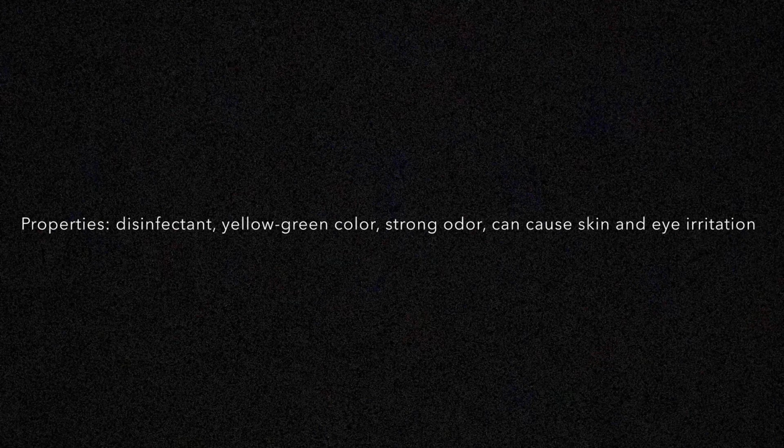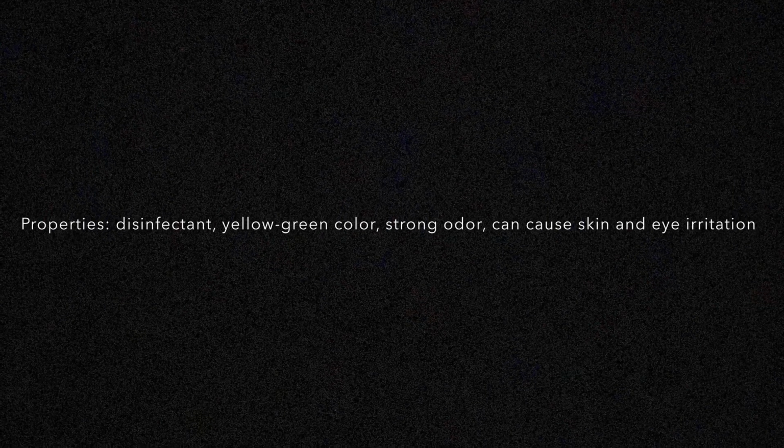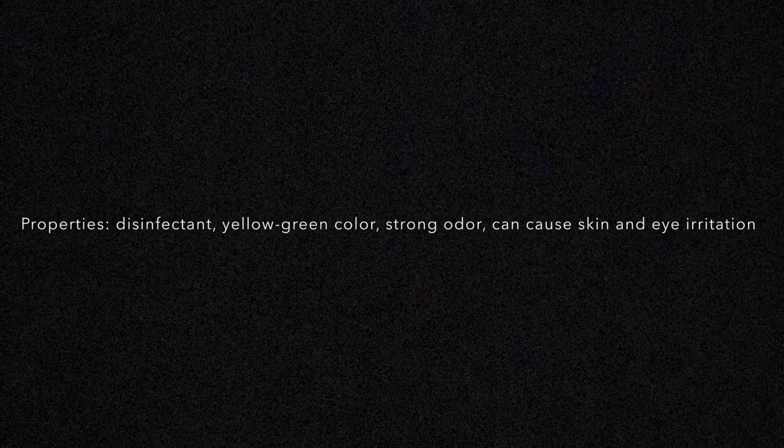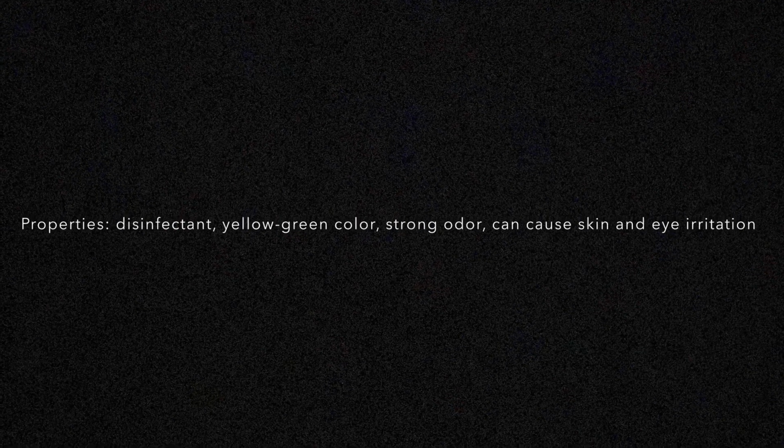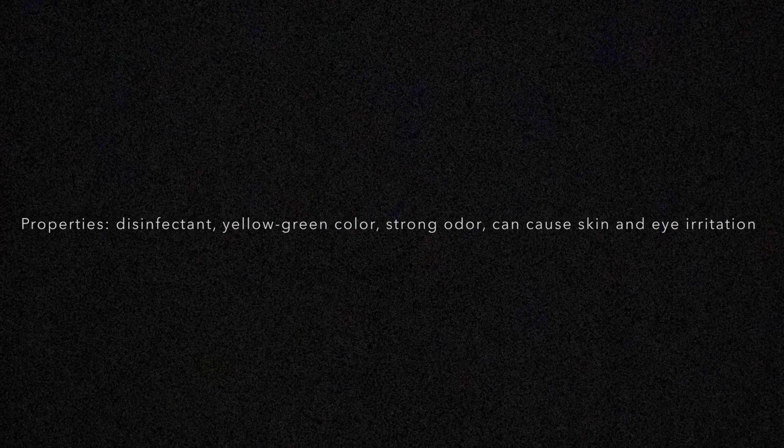Here are some interesting properties about chlorine. It is oftentimes used as a disinfectant towards bacteria. It has a very distinct odor that is very easy to recognize and is a yellowish green gas. Also, if inhaled at high concentrations, it can be toxic and it can cause eye and skin irritations.